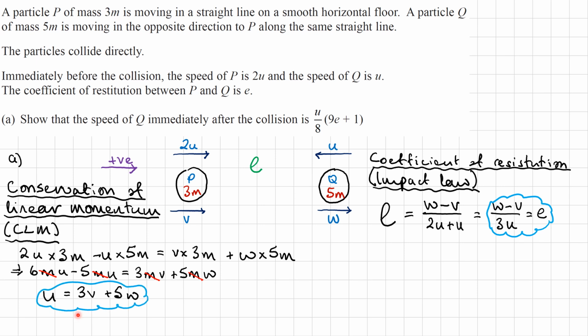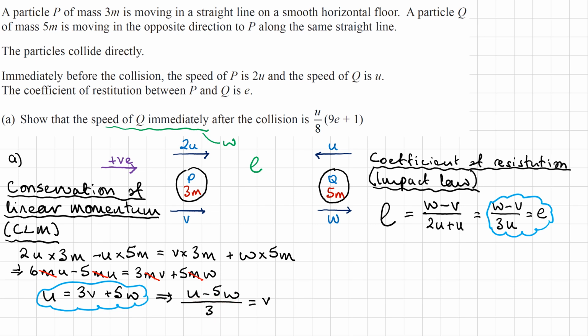Now what I need to do is to take both of these equations and solve them simultaneously. Looking at what I've got here, I've got an answer in terms of u. There's no v in my answer, and the speed of Q immediately after the collision is w. So I want to make w the subject. I don't want to eliminate w, but I do want to eliminate v. So the best way to do that is to make v the subject of one of the equations and substitute it into the other. This looks like the easier one to make v the subject of, it looks slightly more straightforward than the other one. So I'll take away 5w from both sides, so u minus 5w, and then divide both sides by 3. And I will get v is equal to u minus 5w all over 3.